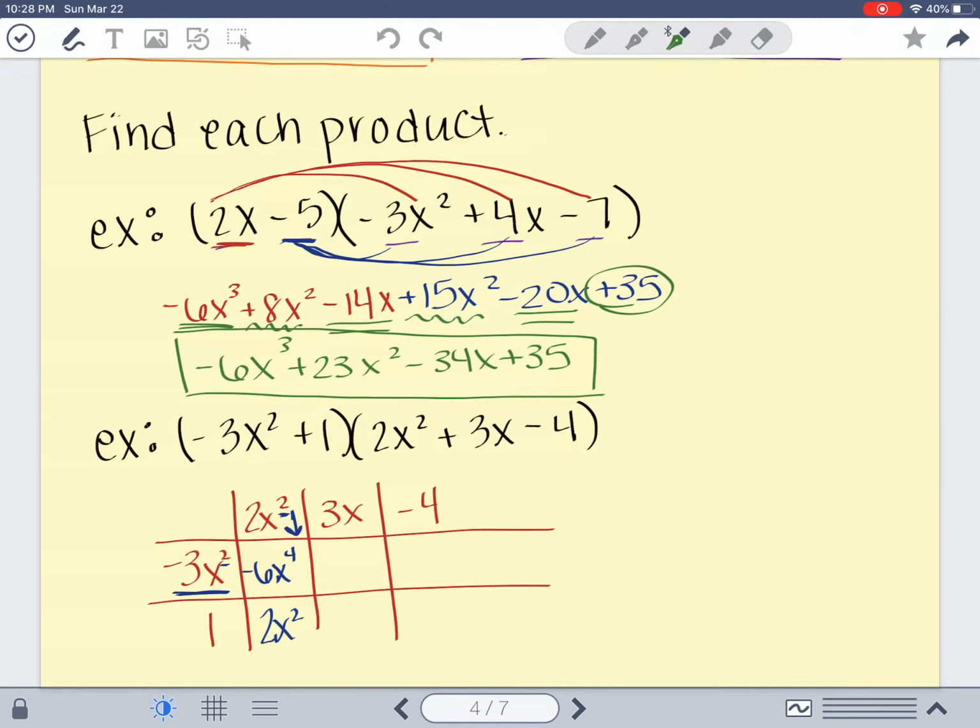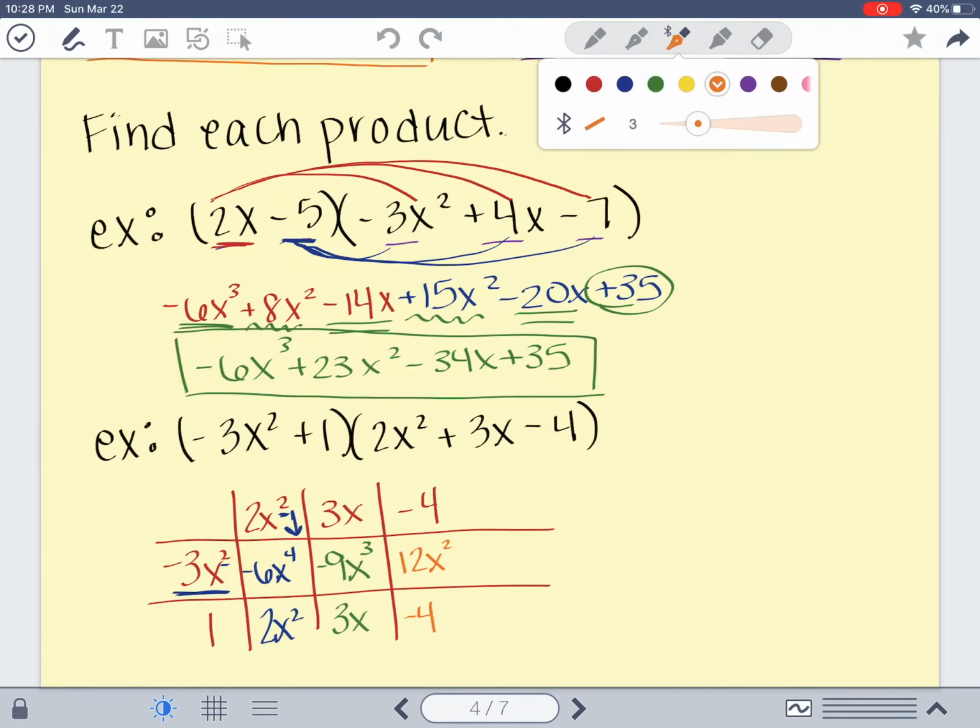All right, our next one, we've got negative 3 times 3 gives us negative 9. X squared times x gives us x cubed. 1 times 3x just again gives us that 3x. And then for our last term, we've got negative 3x squared times negative 4. So negative 3 times a negative 4 gives us a positive 12. And then we bring along that x squared. And then 1 times negative 4 just brings us that negative 4.